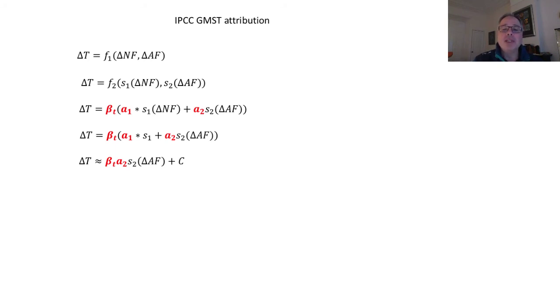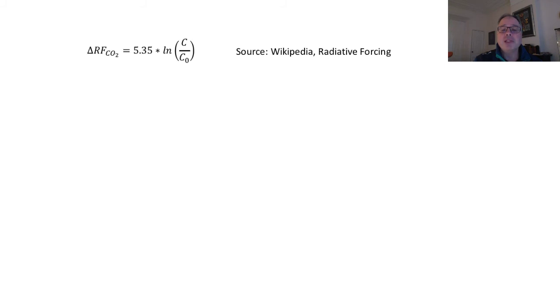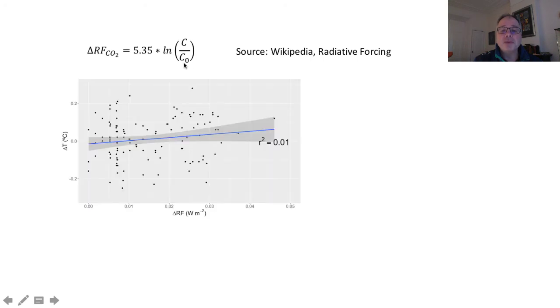If A is causing B, then a change in A should cause a change in B. This is easy to verify, because according to Wikipedia, the change in radiative forcing due to CO2 can be approximated by this equation, where C0 is the original CO2 level and C is the new CO2 level. A crossplot reveals there's no correlation whatsoever between the changes in radiative forcing due to CO2 and the 1900 to 2019 temperature data. Left, you can see the data using a yearly interval, so the yearly change in CO2 concentrations versus the yearly change in temperature.